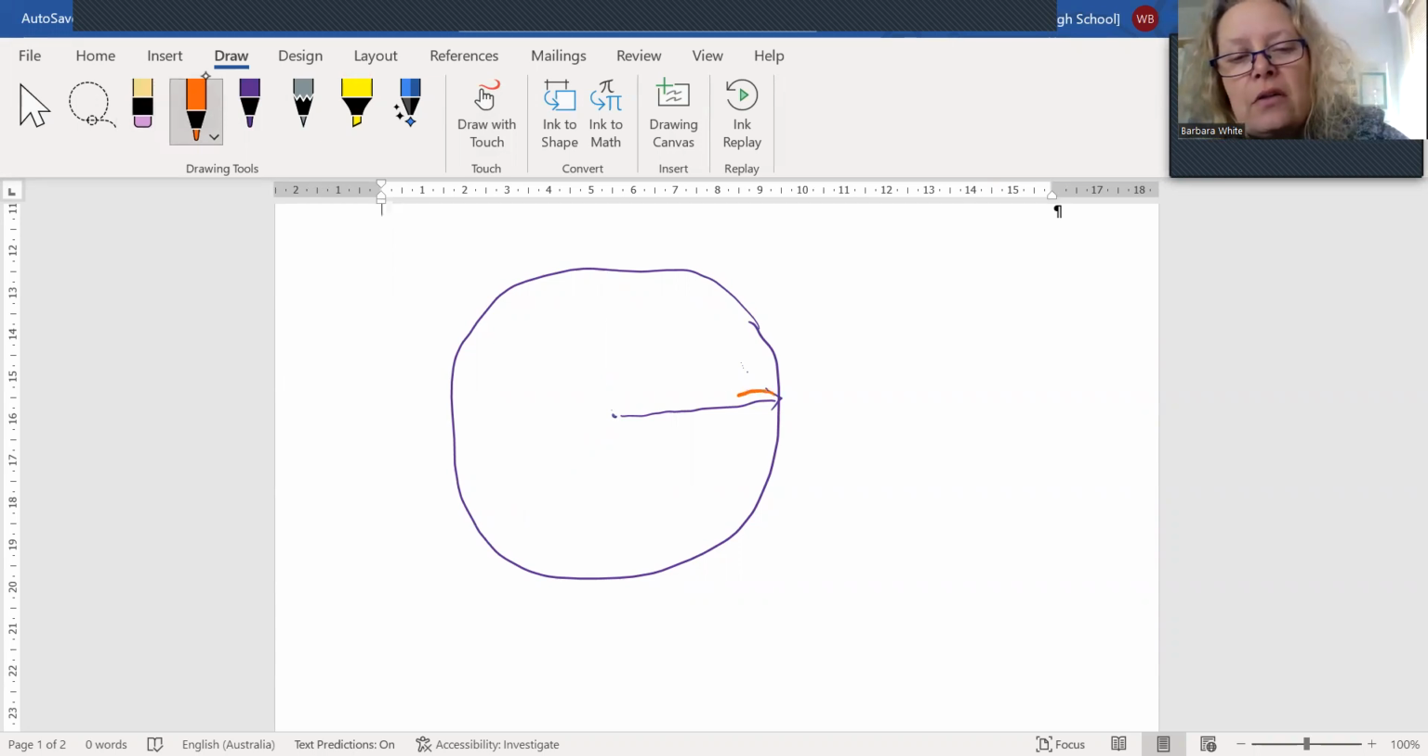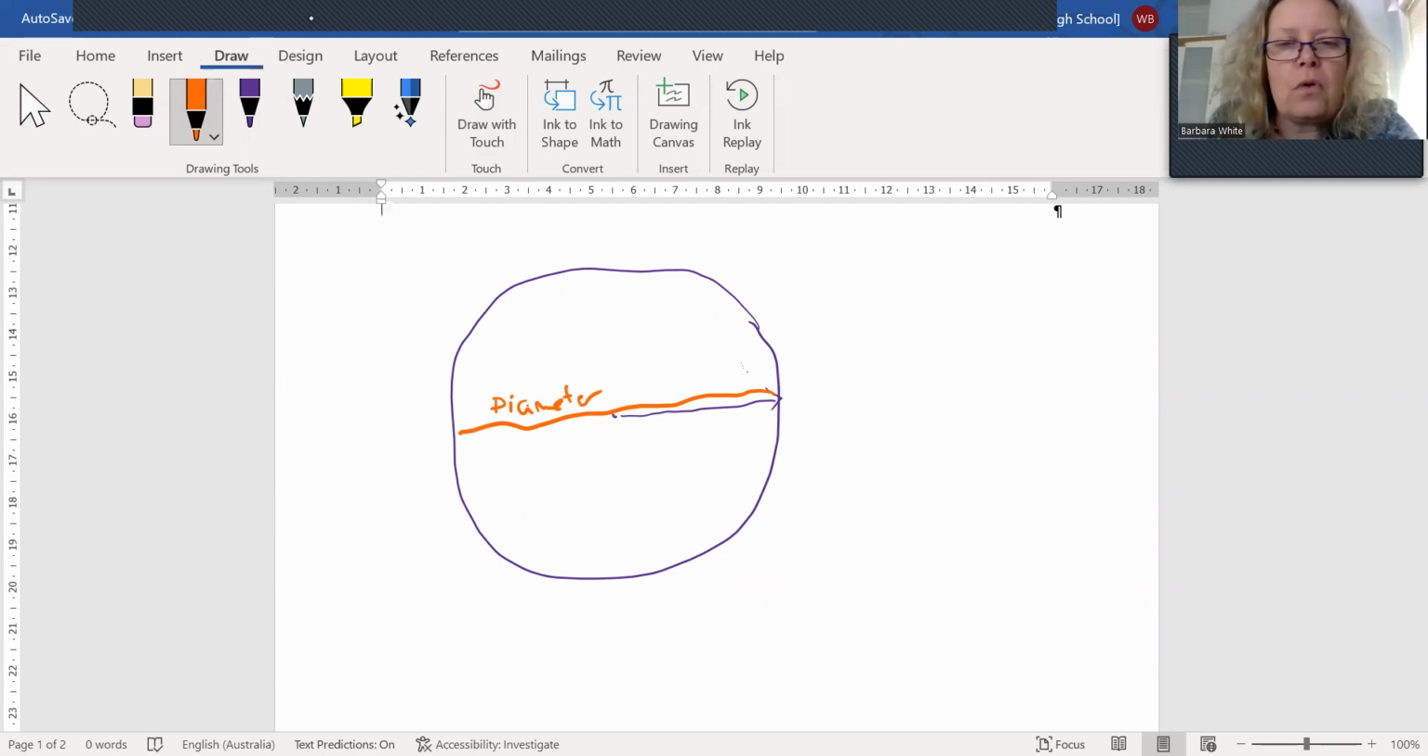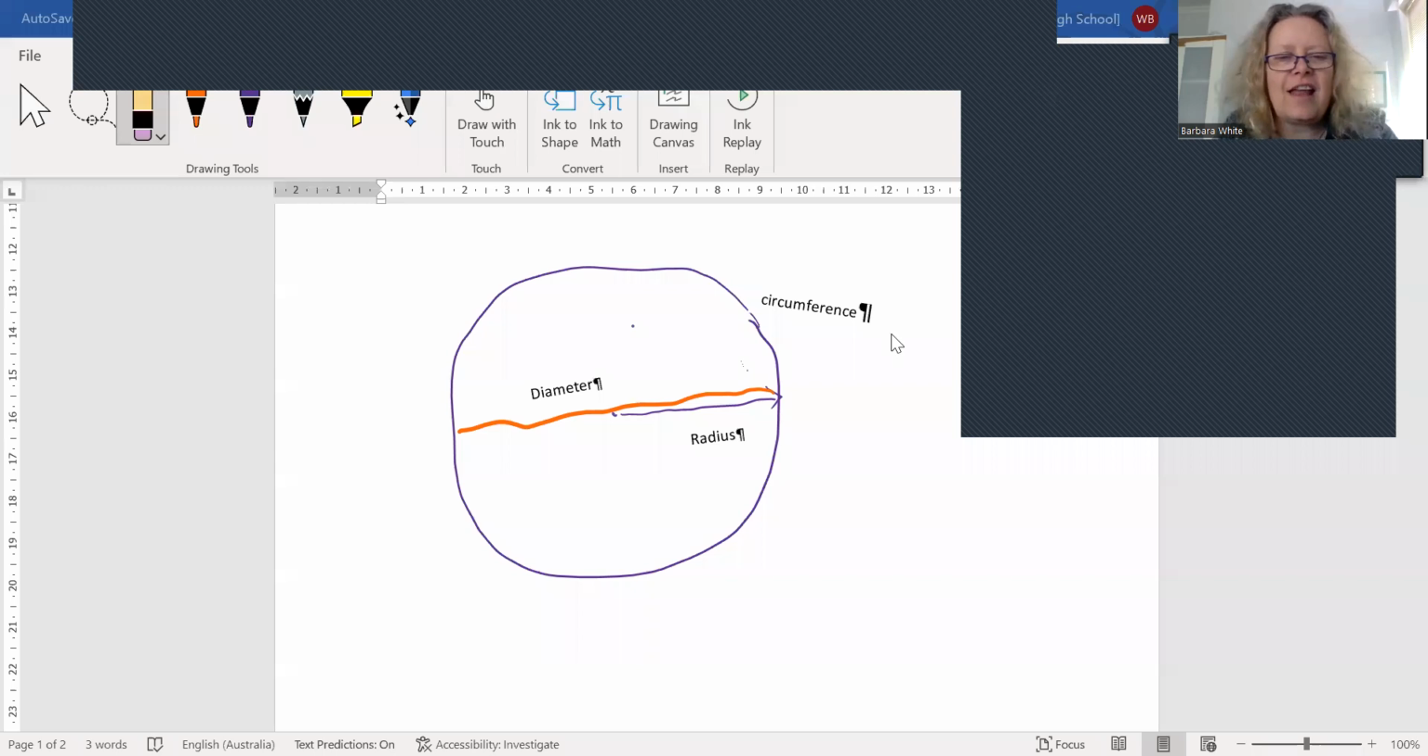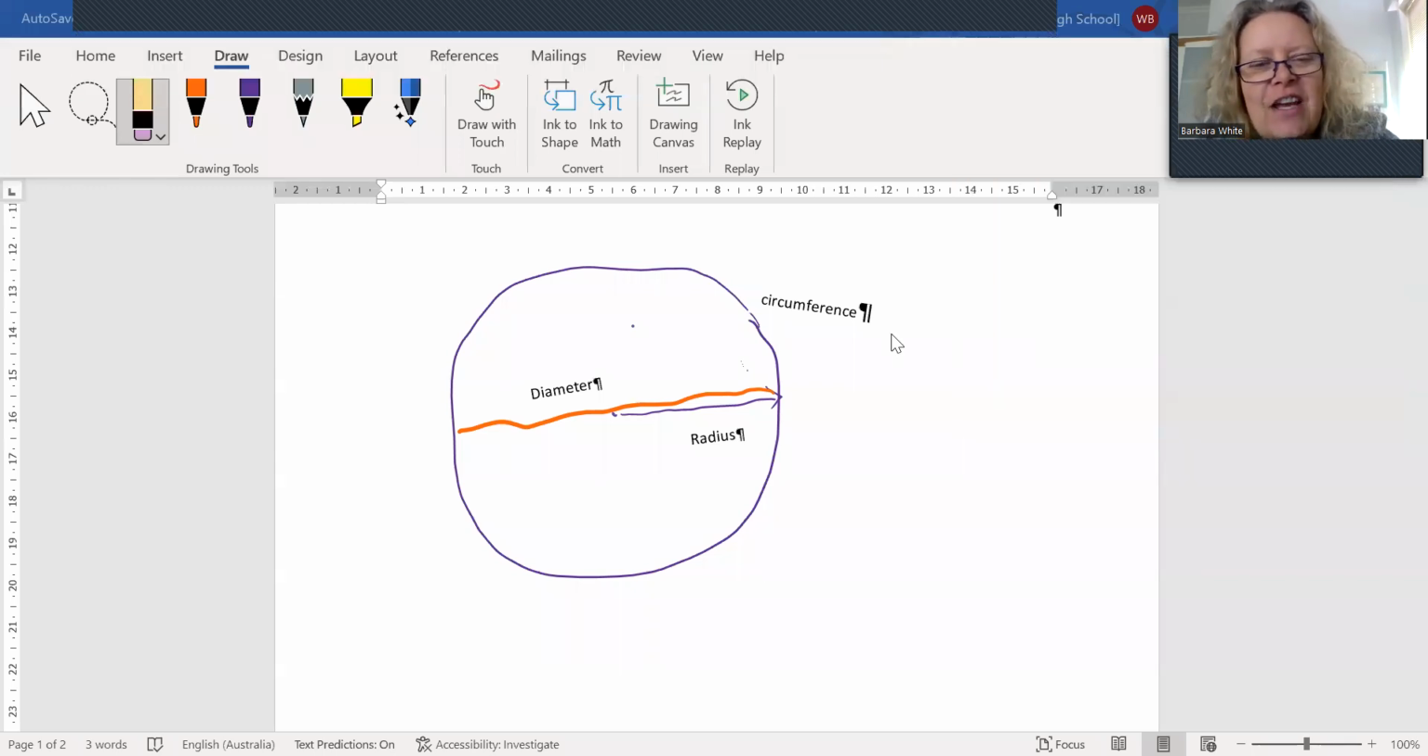And from one side through the middle and to the other side is the diameter. I can probably write that one. No, that's too hard. I'll fix that. All right, three bits of a circle. That'll have to do. So diameter is all the way across, radius is part of the way across, and circumference is the distance around the outside.